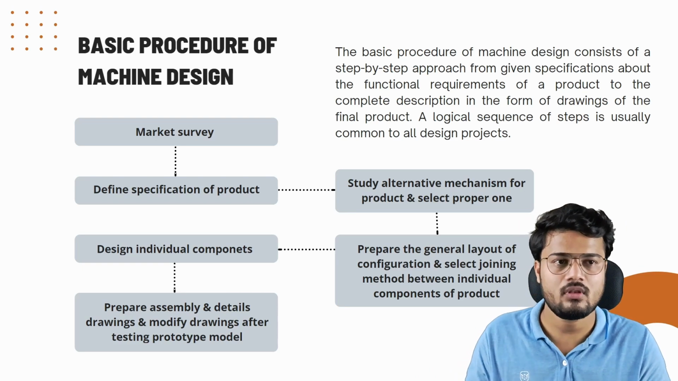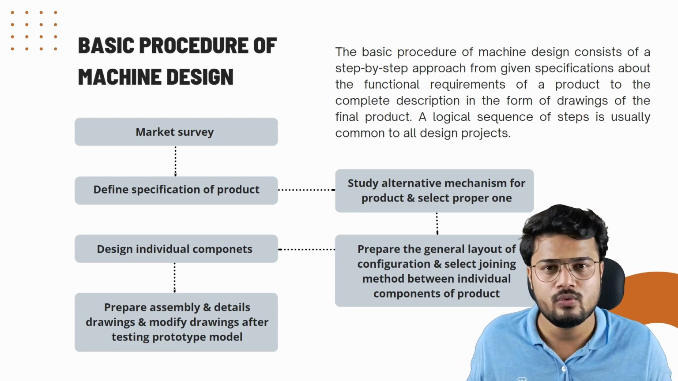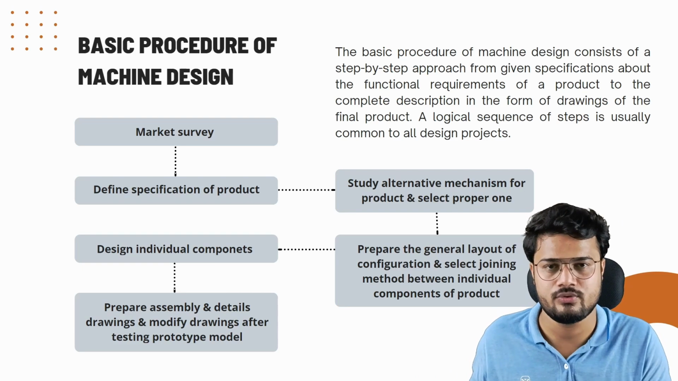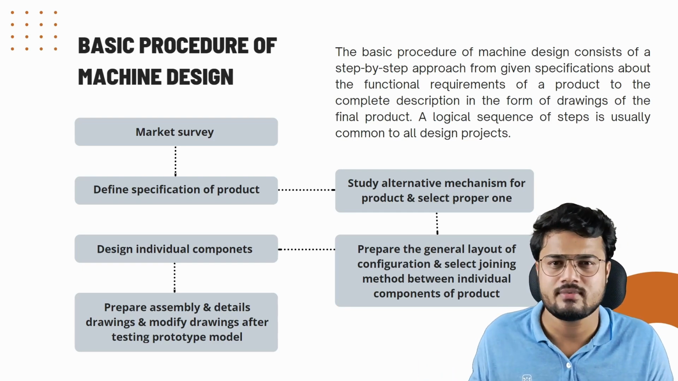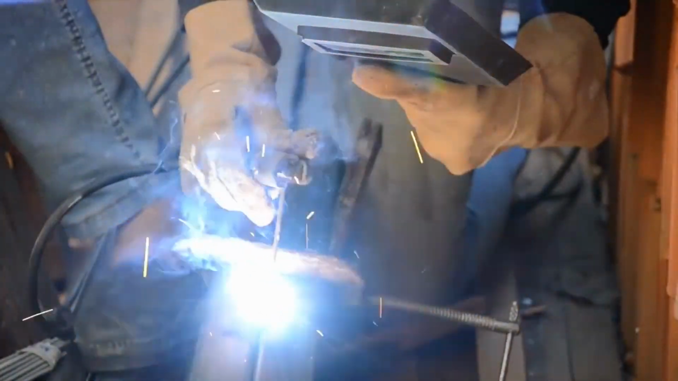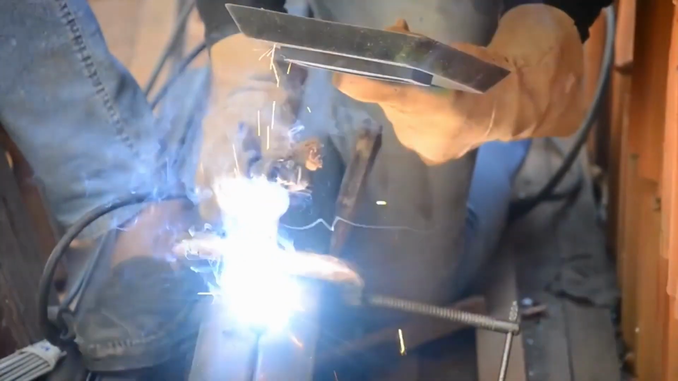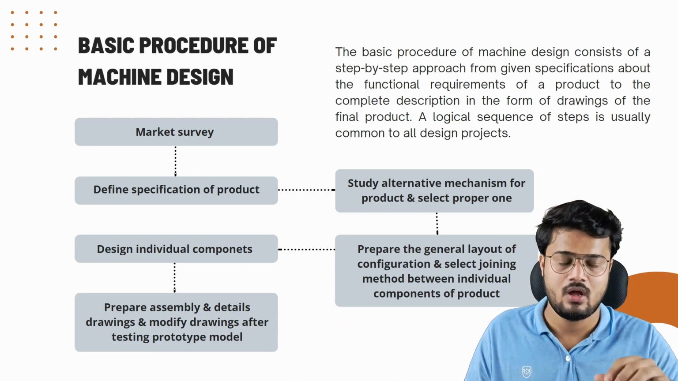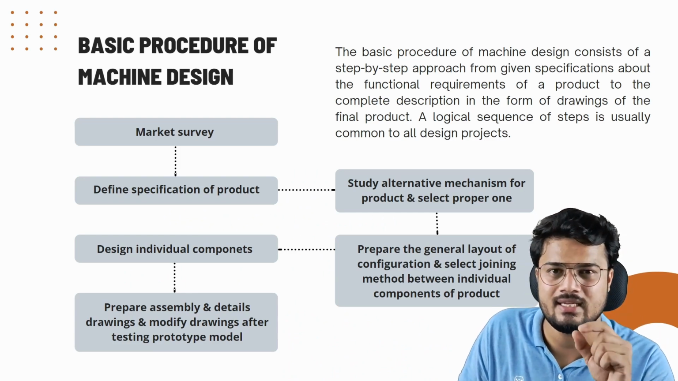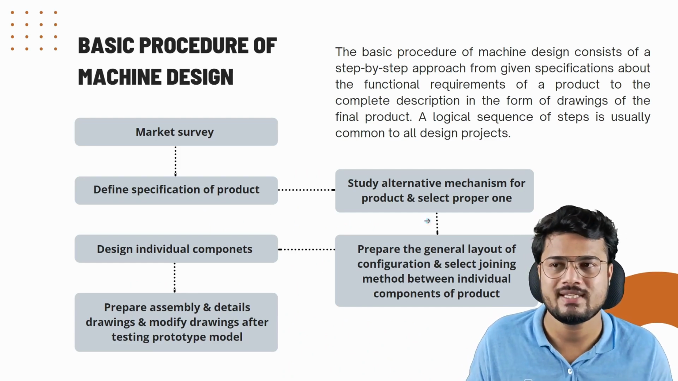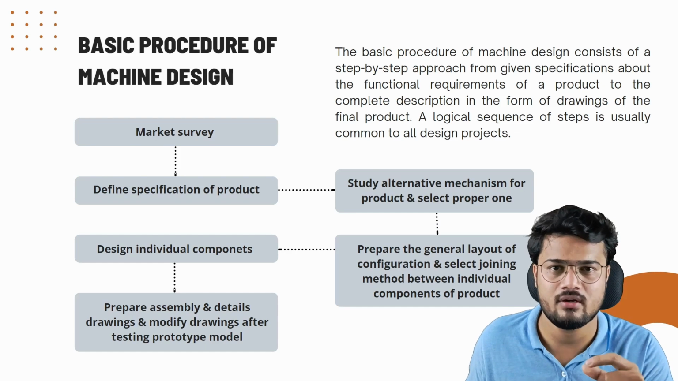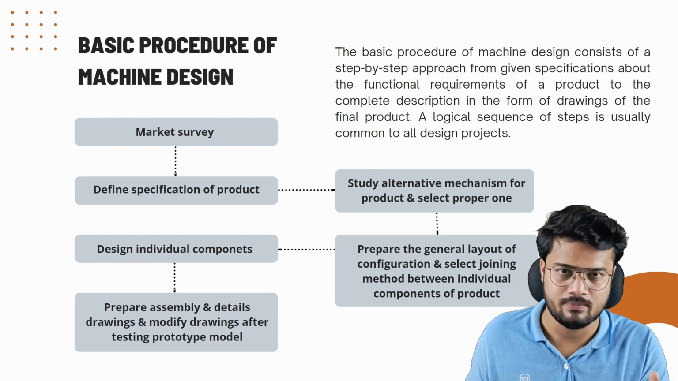Then the next step is you have to prepare a general layout for all the mechanisms which you have selected, and define the joining methods. There are different types of joining methods like nut and bolt. You can use adhesive, or you can do welding also. So like that, you have to prepare a general layout, and on that basis you have to design each and every element, each and every part. On that basis, you have to design each and every single element, or you can call it a part.